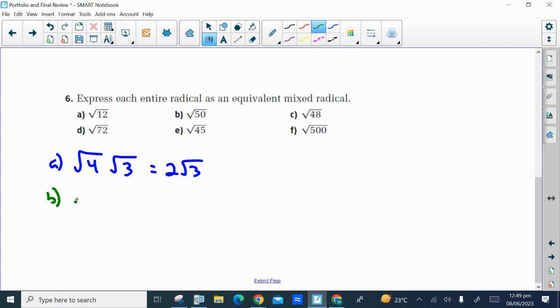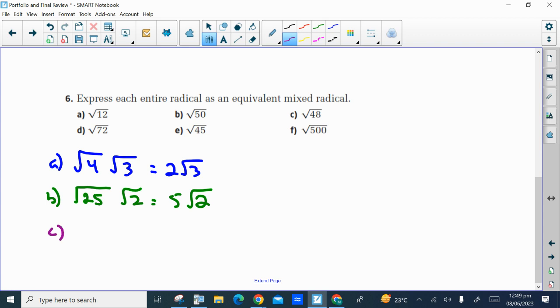But question B, root 50, you'd have to break that down to root 25 times root 2. That's the only option. The square root of 25 is 5, so the answer is 5 root 2. You've taken the square root of the 25, so that radical sign is gone. It did its job. The only radical sign that's left will be the one on the 2.